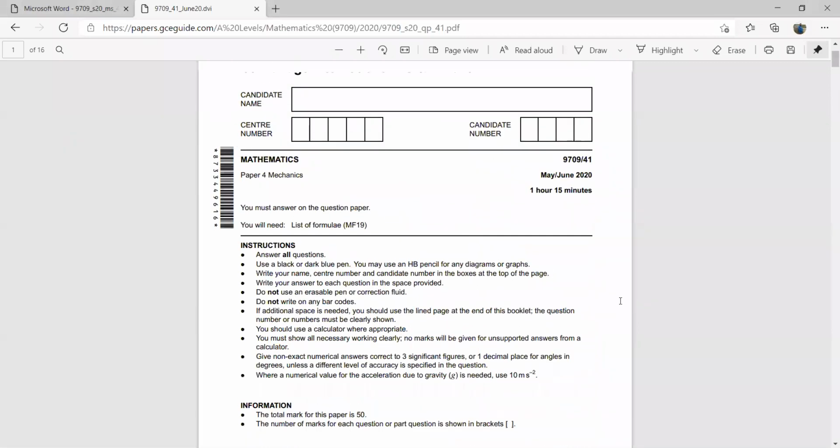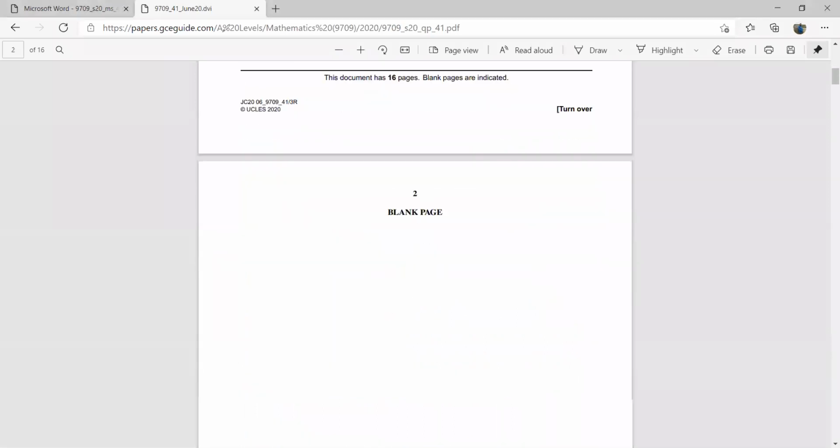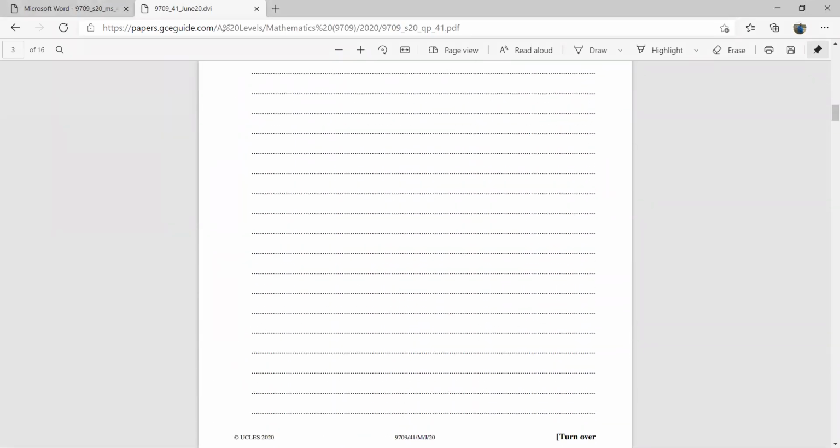This is June 2020, variant 4.1, and it's basically a mechanics paper. Okay, let's start solving this paper.